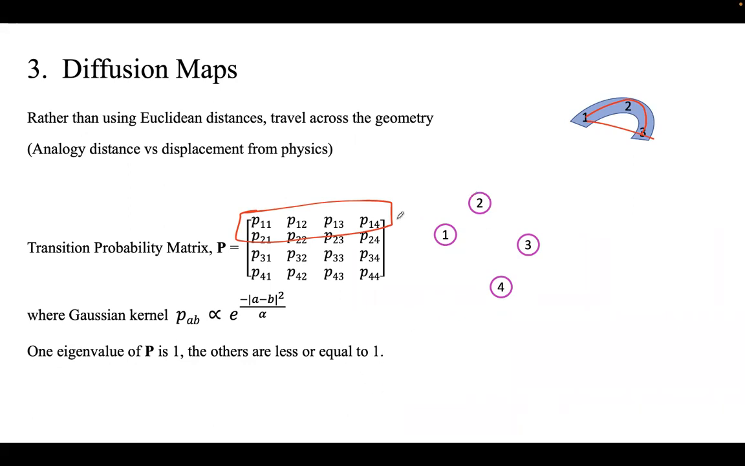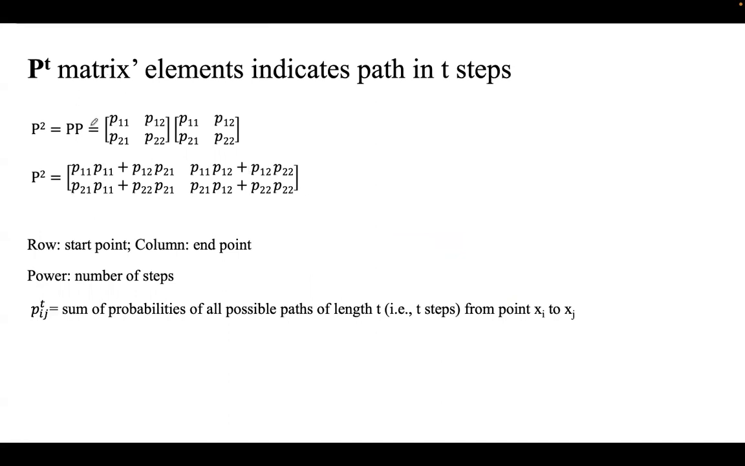Now, this talked about taking one step from point A to B. If you multiply this matrix by itself once, that is P multiplied by P, each of these entries is telling you something. Like we discussed, rows indicate the starting point and columns indicate the end point. So here it's talking about going from point 1 to point 1 in t steps, where t is equal to 2.